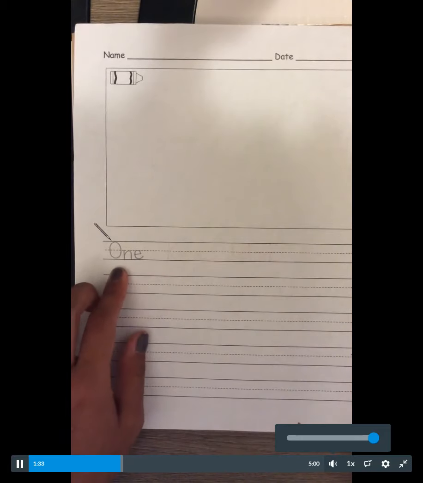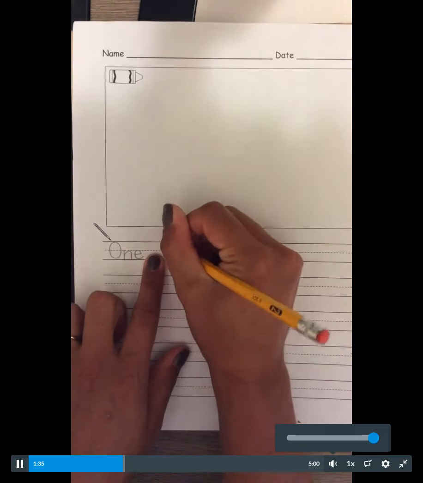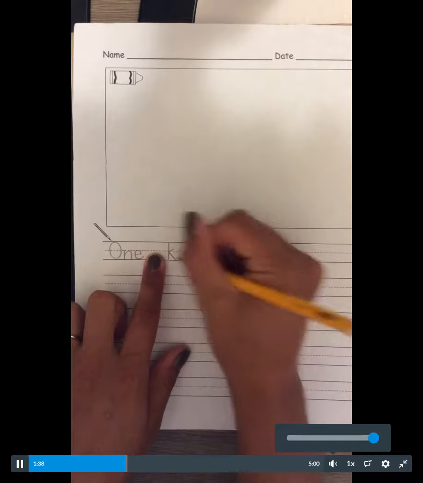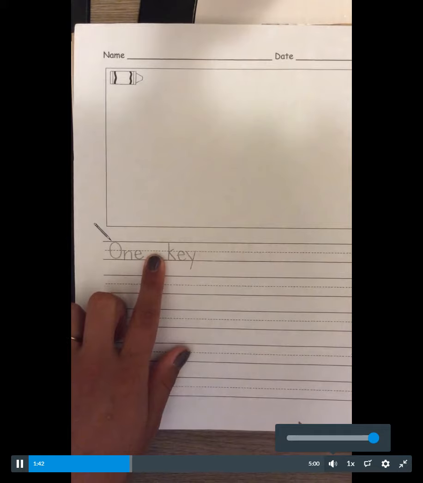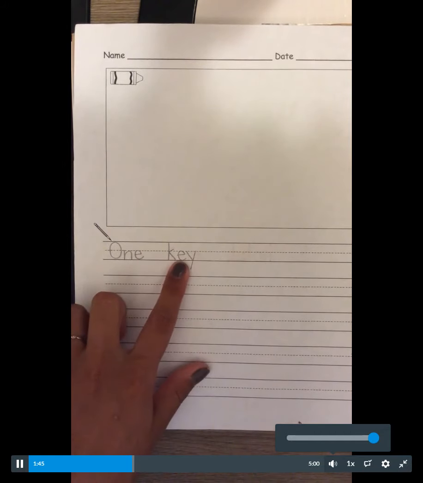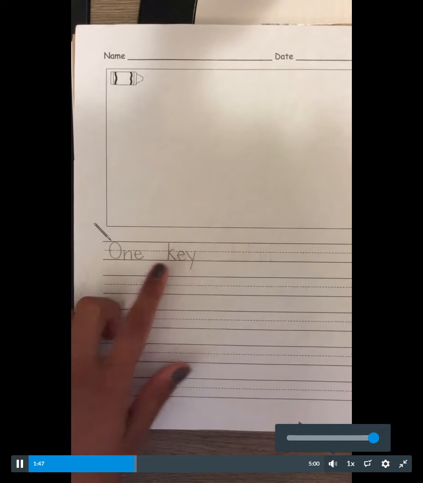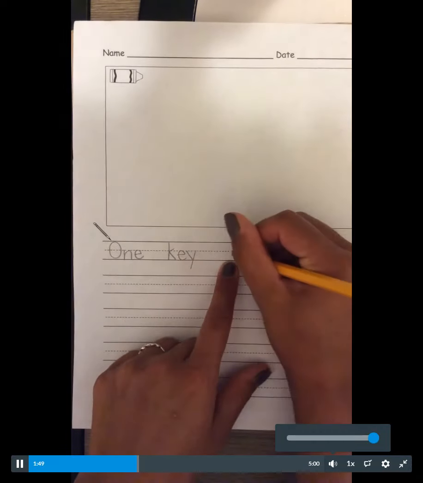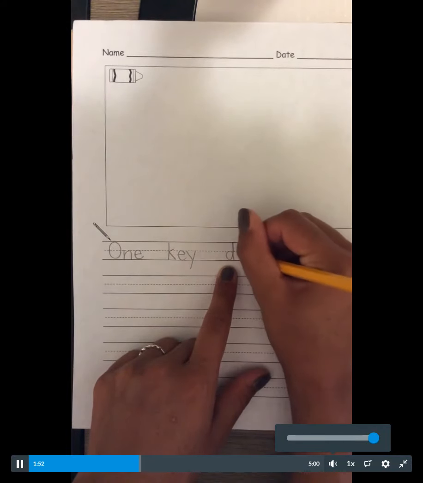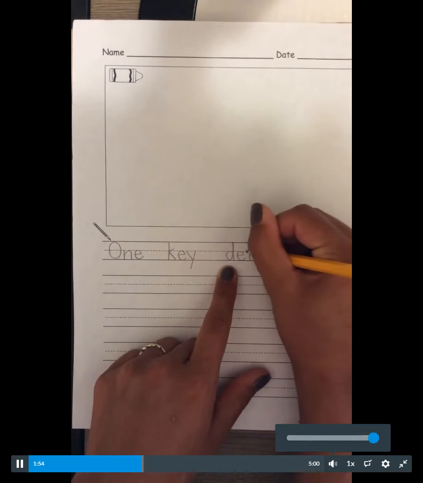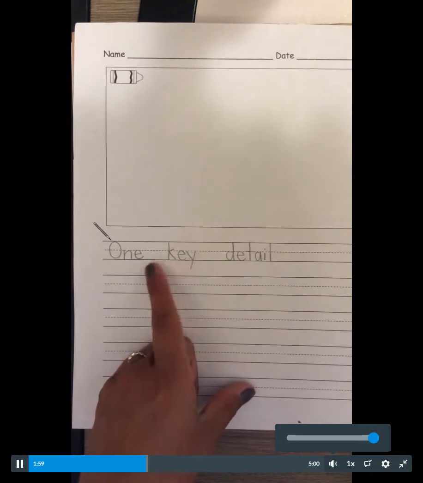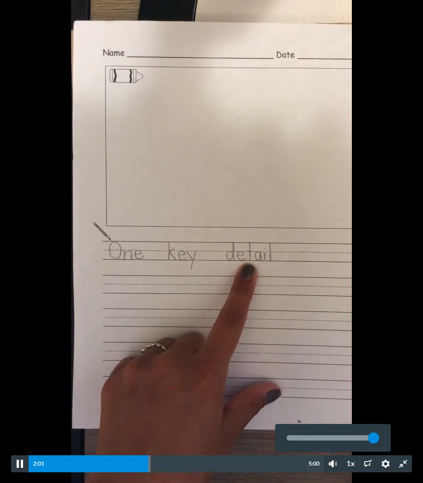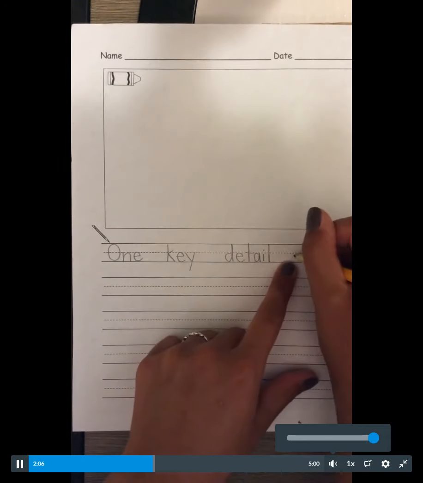One, finger space, key. One key. Our next word's going to be detail. Detail. One key detail is.